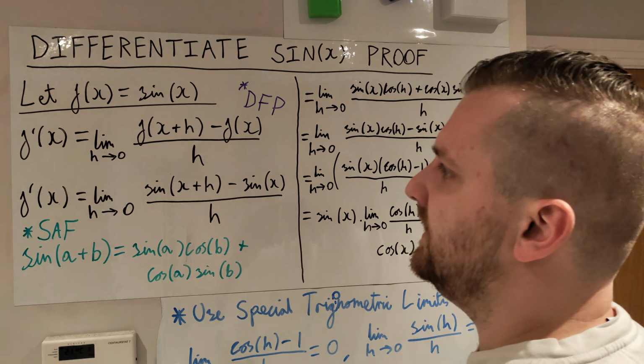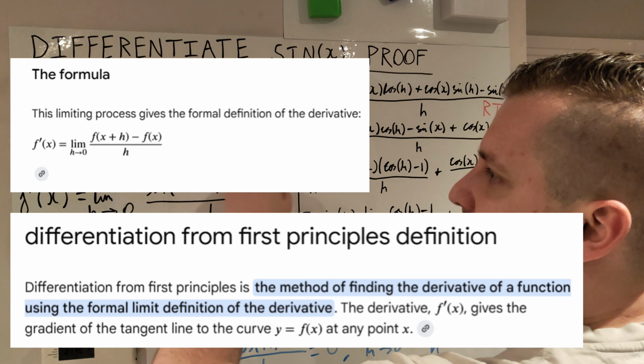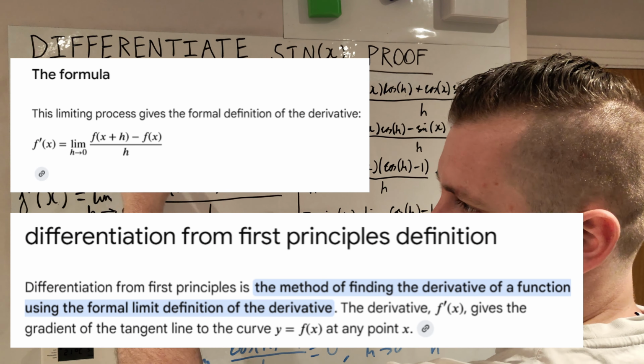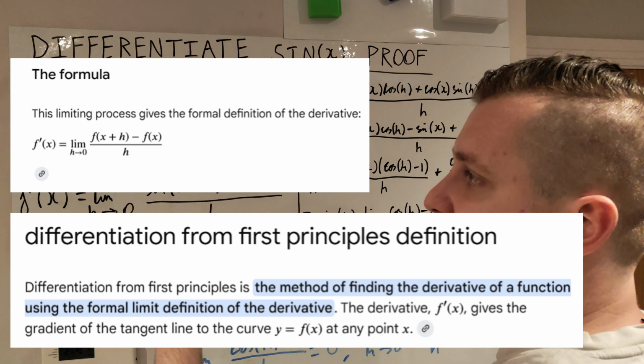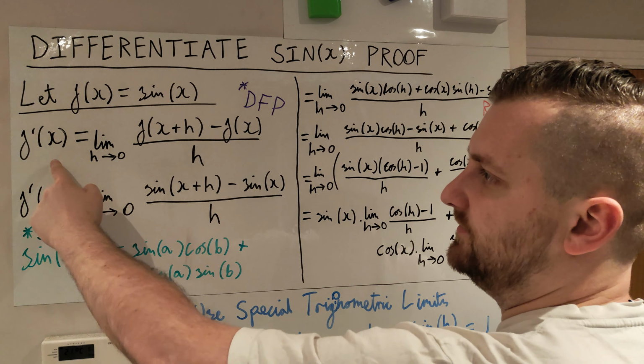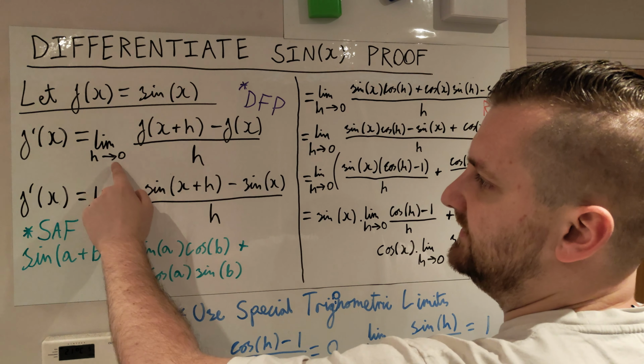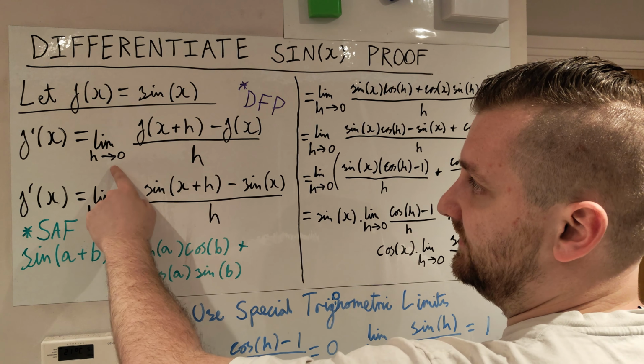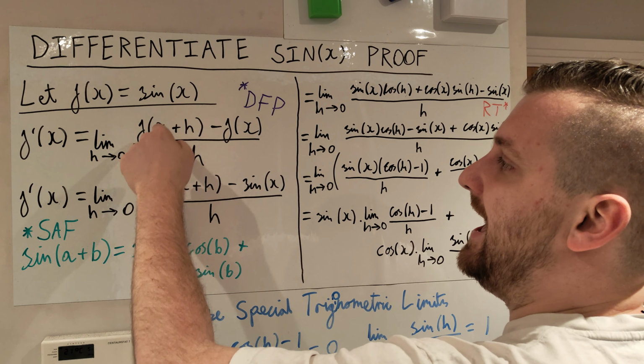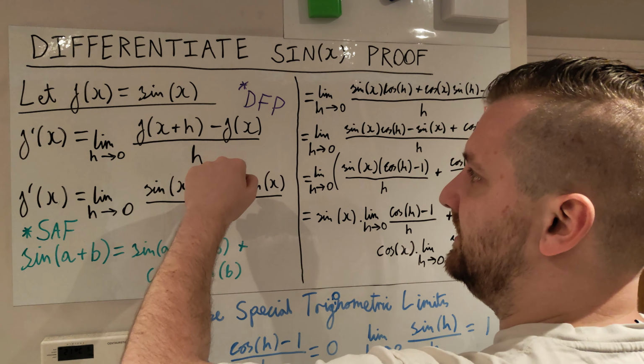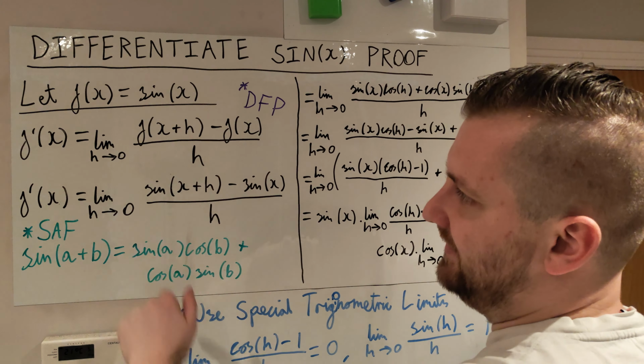I should call it a theorem, and I'm just writing it out. This is just the theorem, or whatever you want to call it. When you differentiate from first principles, f dash of x is equal to the limit as h tends to 0 of f of x plus h minus f of x, over h.